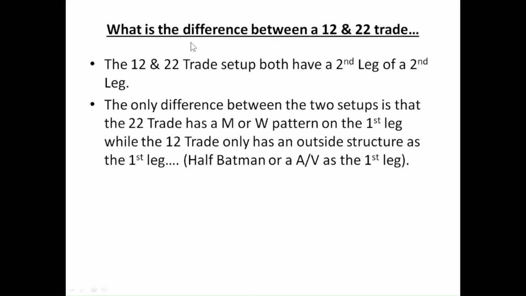Okay, so what is the difference between a 12 and 22 trade? 12 and 22 trade setups both have a second leg of a second leg. That means there's a little M at the blue tracer. That's all it means. Okay, the only difference between the two setups is that the 22 trade has an M on the first leg, while the 12 only has one leg. It's like a half a bat. So a 12, you can think it's half a bat and then an M on the blue tracer. And a 22, you're going to have a little M, and then you get an M on the blue tracer. That's it. Okay?